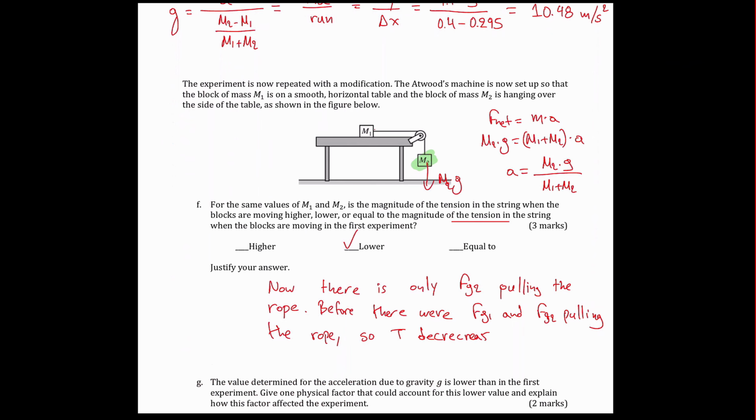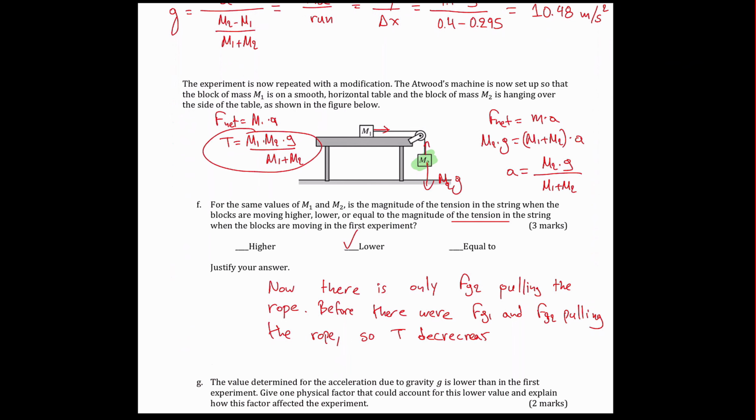We can say that the tension is applied here or the tension is applied there. I prefer to work for the mass one. So we can say F net for mass one is mass times acceleration. So the tension is equal to m1 multiplied by m2 multiplied by g divided by m1 plus m2. This is the tension right now.